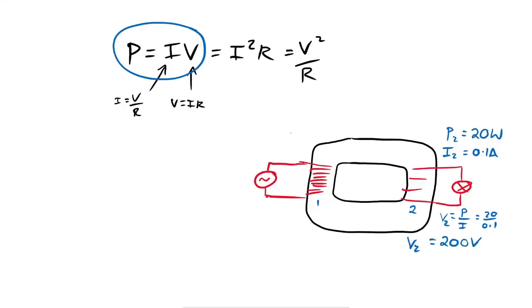If it's 100% efficient, well, we can say the power going in is equal to the power coming out. So we can say power 1 is equal to 20 watts. And then we can go from there as well. We can do our ratio of turns, etc., etc. Point is, sometimes we're expected to use the power equation to find out V or I for a component.